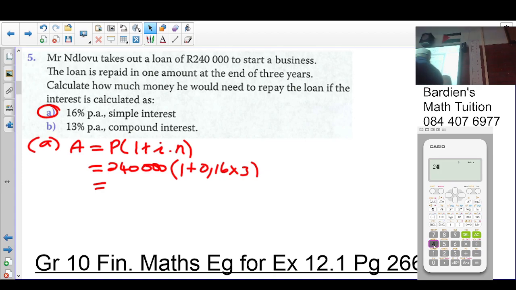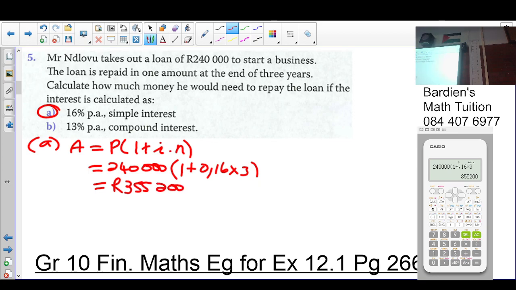So 240,000 Rand into 1 plus 0.16 times 3. So they give you 355,200 Rand. Let's look at B.